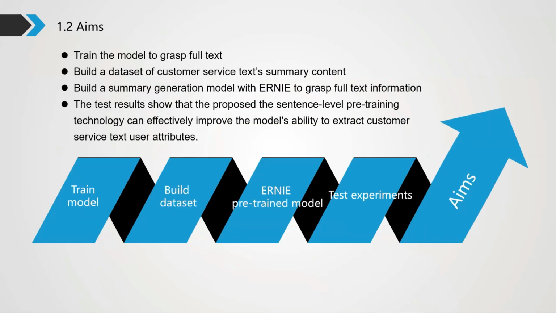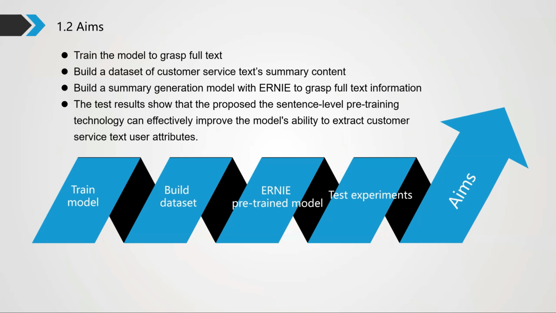Then I will talk about aims. First, the ultimate aim is to train the model to grasp the full text information. Then, using abstractive summary generation technology to generate the summary of customer service texts. Then building a summary generation model using the ERNIE model, which will be used in the following machine reading comprehension task. Then train the model to generate the summary of customer service texts and sum it into a data set.